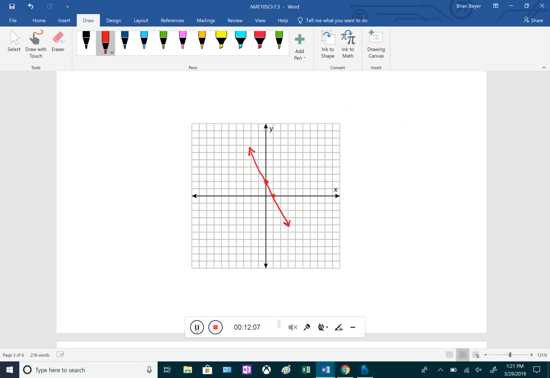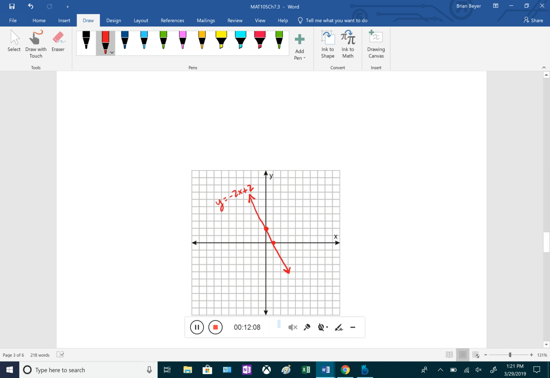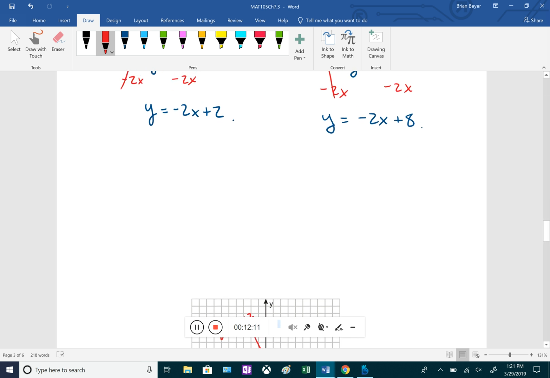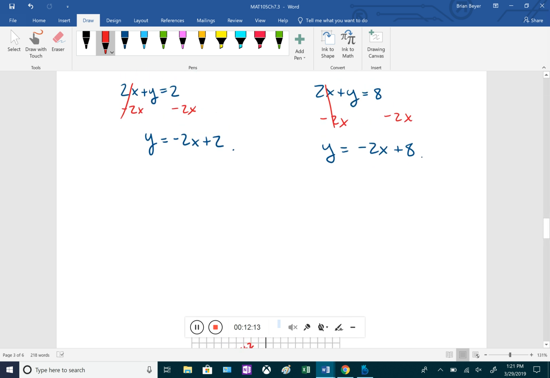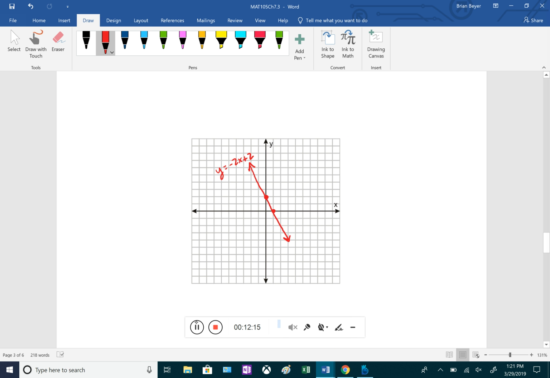And for the other one, y equals negative 2x plus 8. Negative 2x plus 8, y-intercept of 8, slope of negative 2. Connect those ones. That's going to look something like this. So negative 2x plus 8.